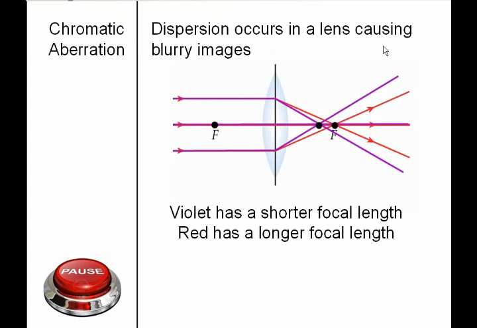Chromatic aberration is caused by dispersion within a lens. Because the violet is bending more than the red, you can see it has a closer focus point. The red bends not as much, so it has a farther focus point. And these two different focus points make our image slightly blurry and give it a little bit of rainbow color around it. Pause and copy.